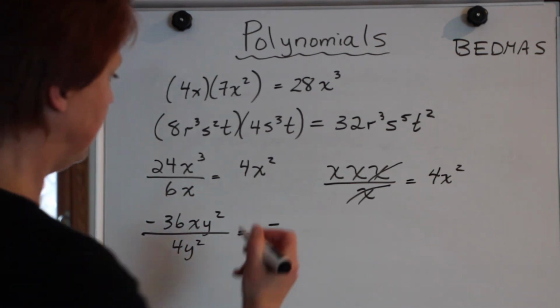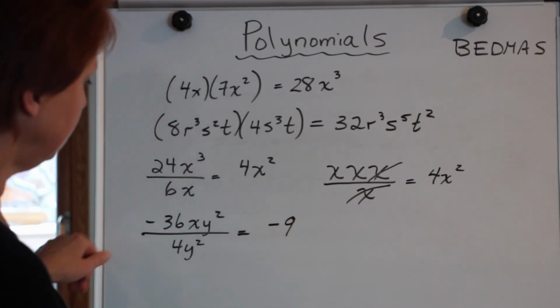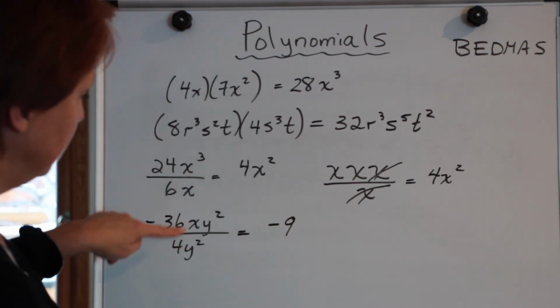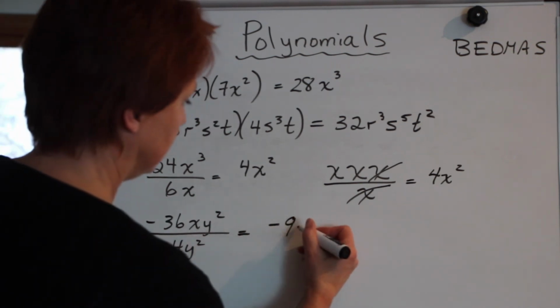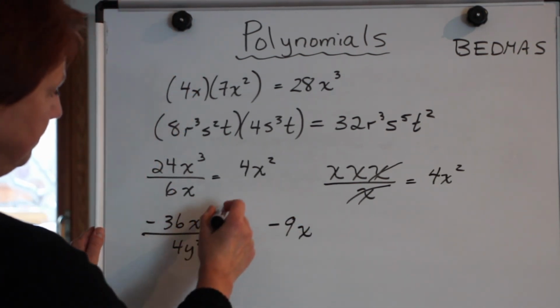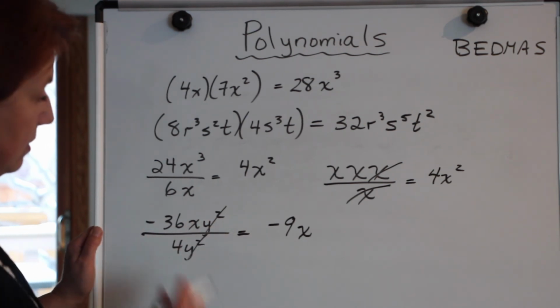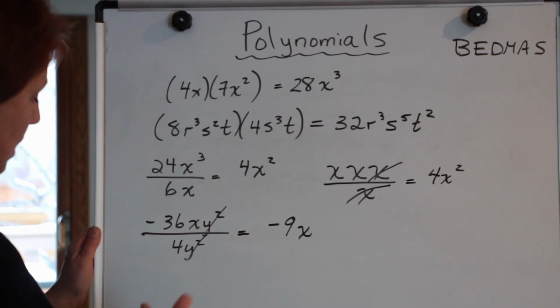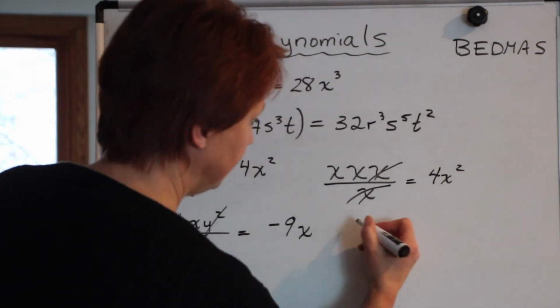So 36 divided by 4 is 9. There's nothing to simplify the x with, so it simply stays as x. And then the y squareds, guess what? They go away, they cancel. Okay, so that's going to be my final answer. And then the last one we'll look at.